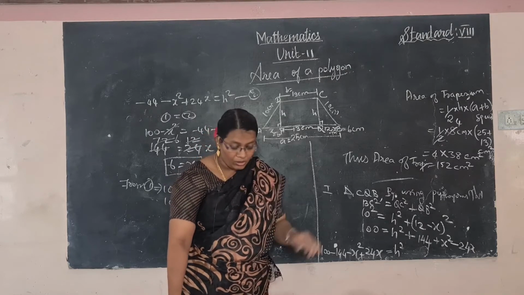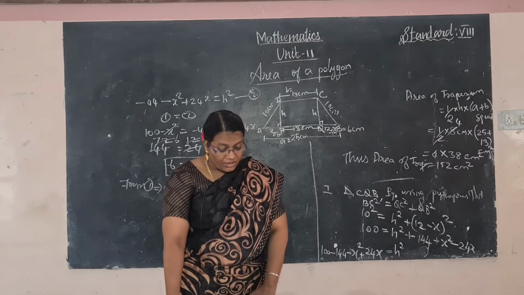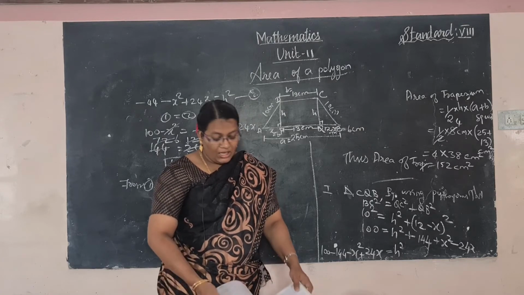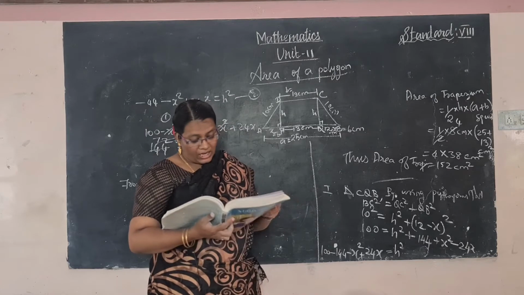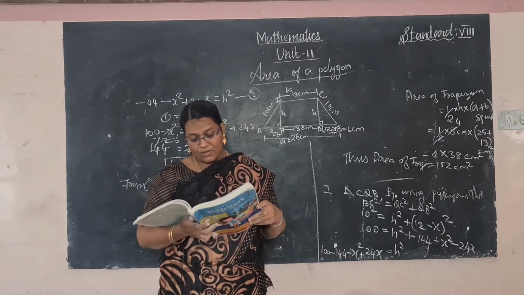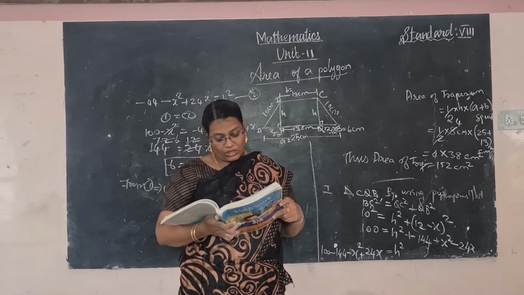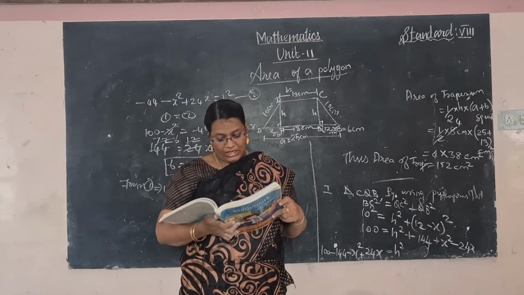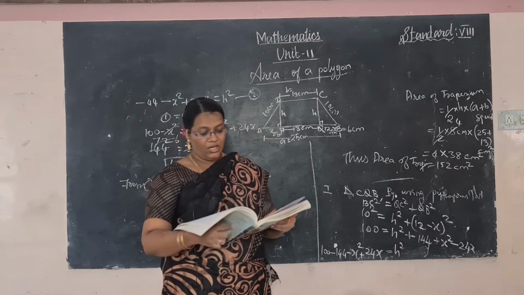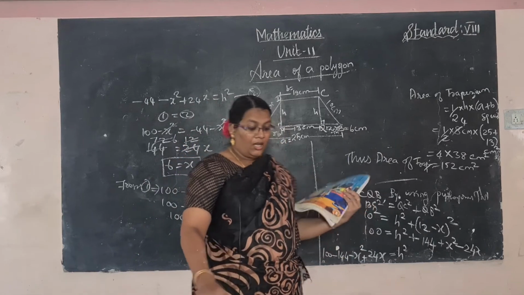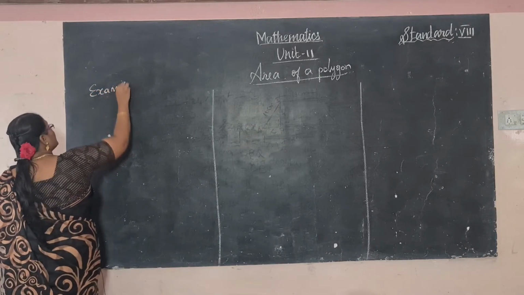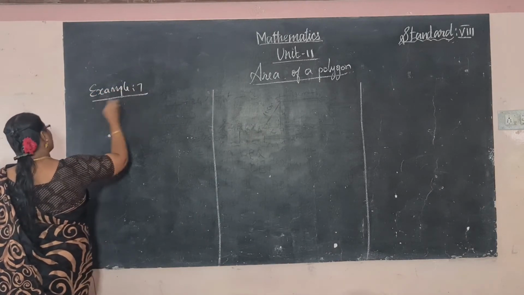Very important. Okay, right. Example 7. Find the area of the trapezium ABCD where AB and CD are parallel. AB is equal to 35 cm and CD is equal to 20 cm and BC is equal to 14 cm and AD is equal to 13 cm. So one trapezium is given. Okay, so ABCD. Now write example 7. What data are given?